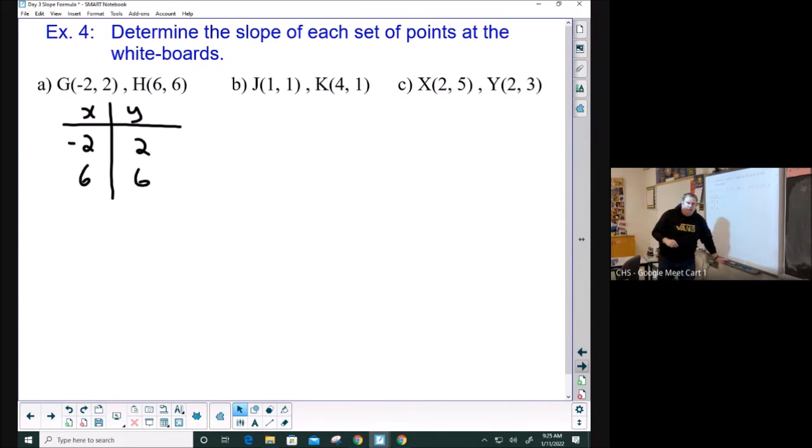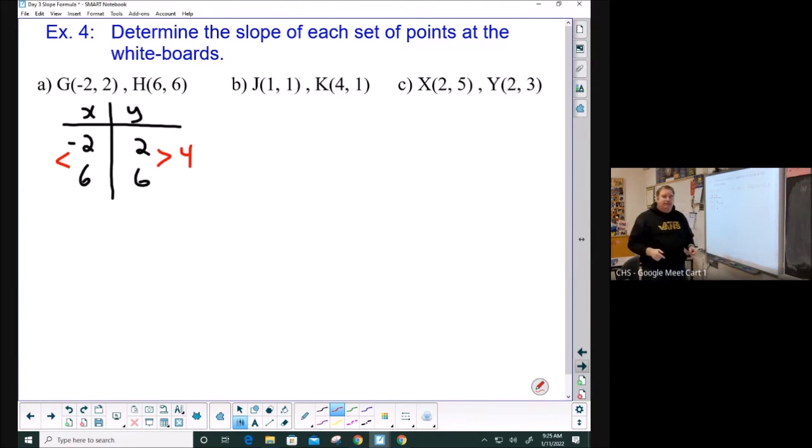So let's actually find out. So delta y, going from 2 to 6, that's getting bigger by 4. Going from negative 2 to 6, though, that's different. Negative 2 is down in the cold. And if I have to go to positive 6, that's a difference of 8. And I bet you everyone has this.